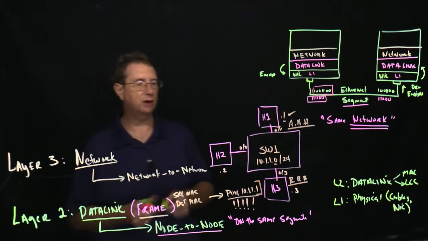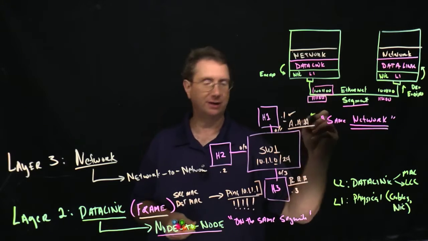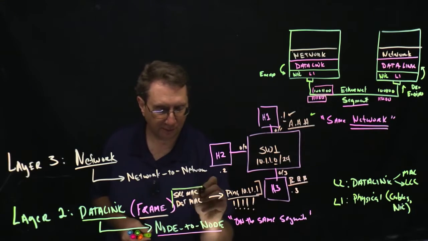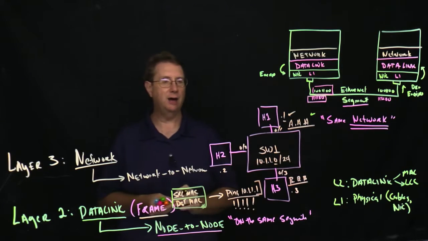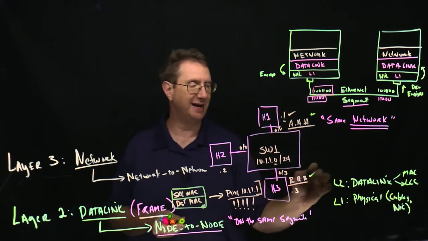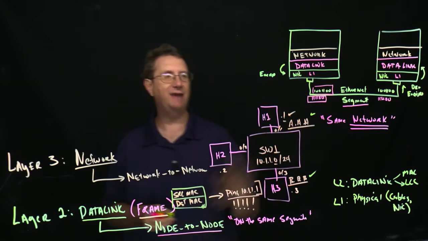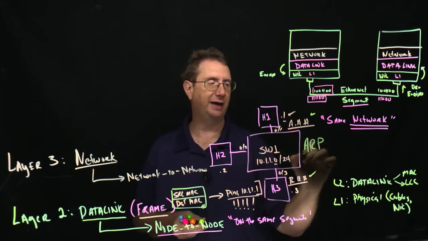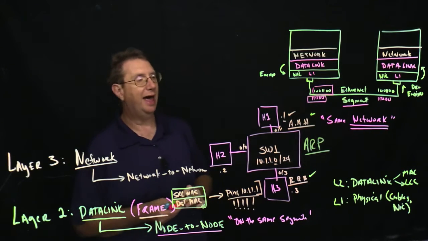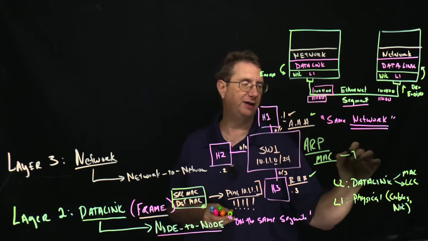Now, the way this works is H3 needs to know the MAC address so that it can build this portion of the layer 2 header. I know the source MAC address, it's me, B.B.B. But I don't know the identity of A.A.A. We have a mechanism inside of the system that allows me to take a MAC address, or a burned-in address, and discover it based on the IP address.